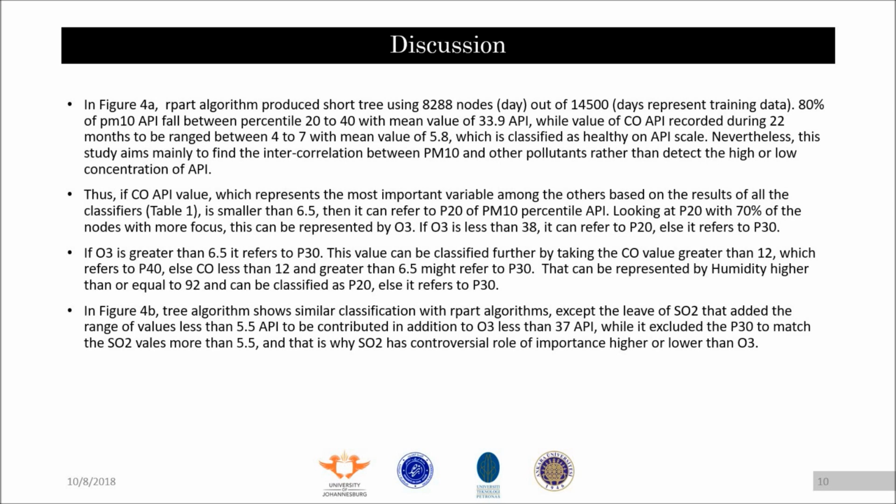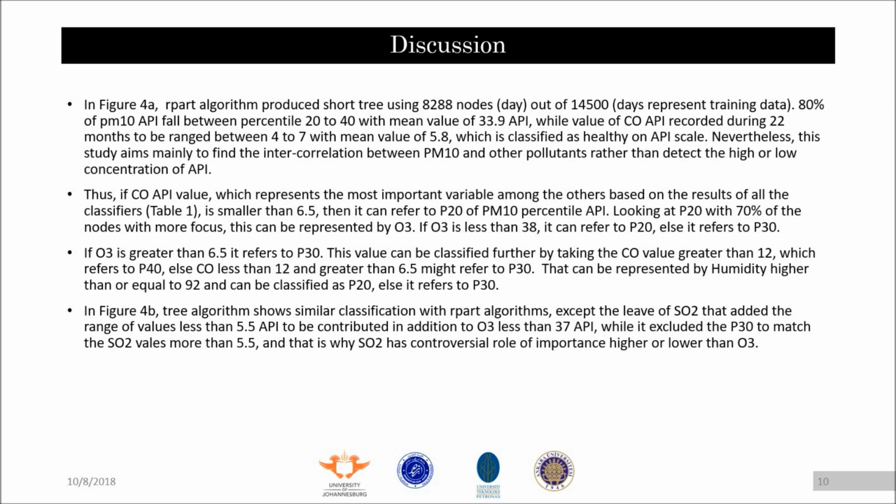80% of these 8,200 nodes fall between the percentiles 20 to 40. That's equivalent to the value of 33 API, while the value of CO API recorded during the entire period ranges between 4 to 7, with a mean value of almost 6, which is classified as healthy on the API scale. Nevertheless, this study aimed mainly to find the intercorrelation between the PM10 and the other pollutants, rather than detect the high or low concentration of the API.